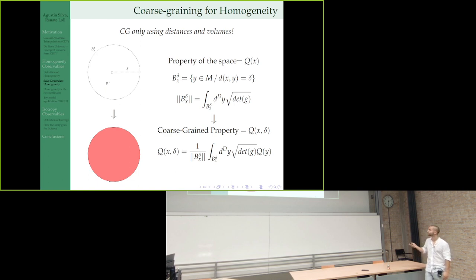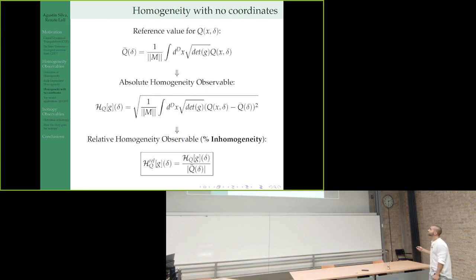Now, of course, if you want to make a comparison of a certain coarse-grained property, you need a reference value. The canonical reference value is the mean value. So we take the mean value of this coarse-grained property in a given manifold, M, which is one of, in each of the path integral configurations, each of them is a different manifold. And we take the average of this coarse-grained property, which, as I said, can be any scalar property that you can measure.